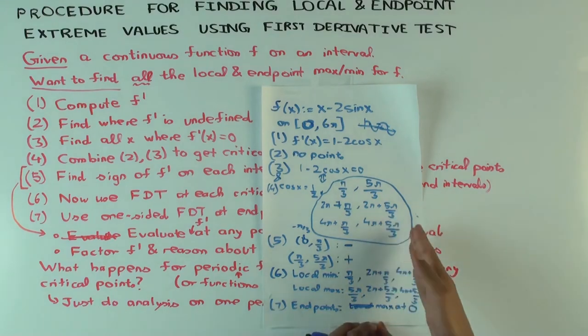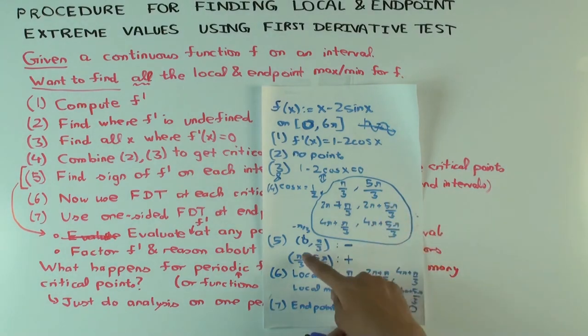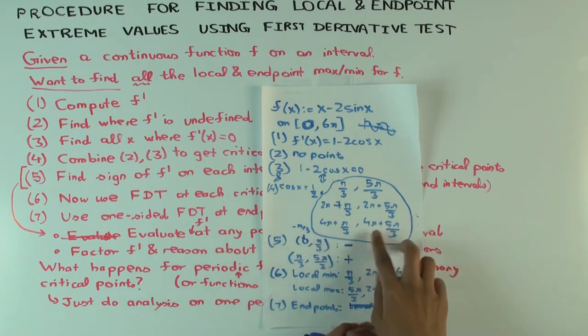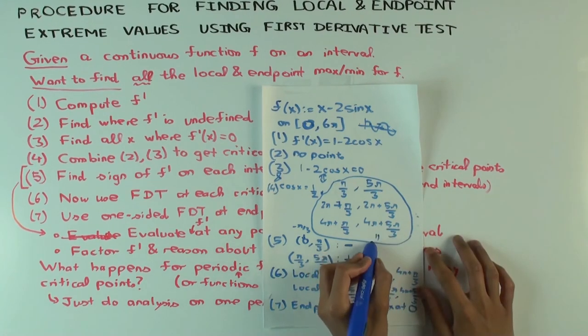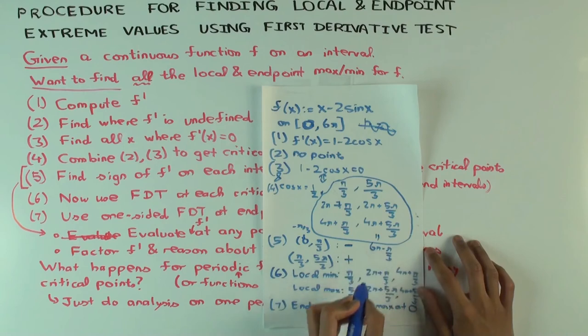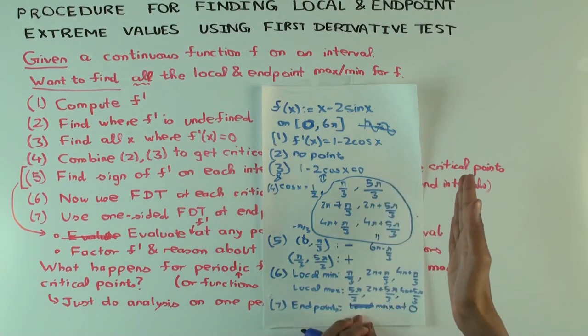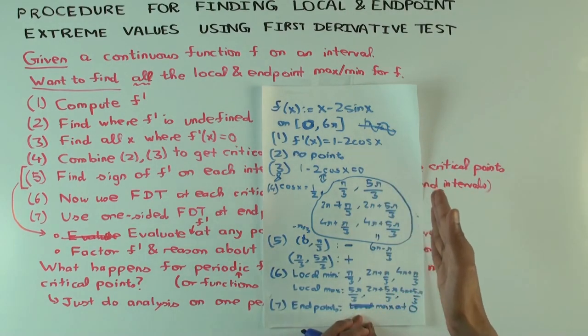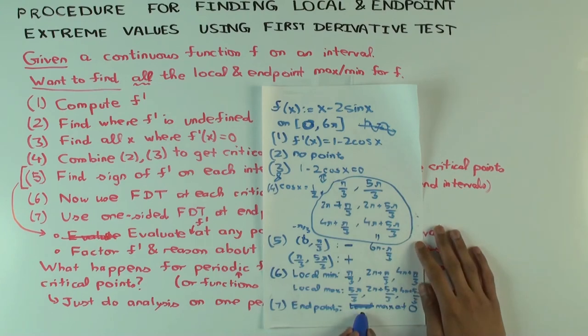And now at 6 pi, what's going to happen is it's again going to be in a negative piece, right? It's going to be this to the next thing. This is the same as 6 pi minus pi over 3. So it's again going to be negative, but now it's to the right, at the right end of something negative. So what is it? Endpoint minimum. Yeah, so endpoint minimum at 6 pi. Endpoint max and endpoint min. Good.